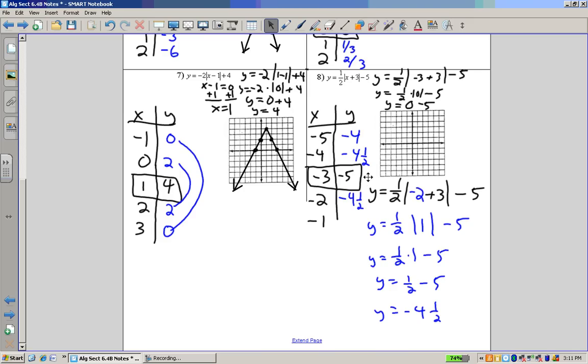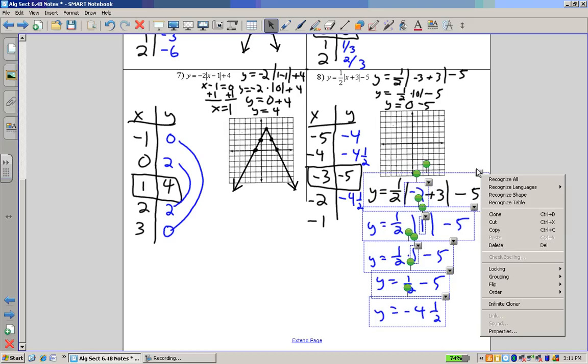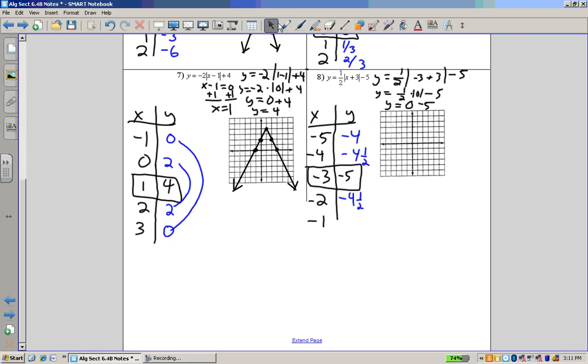So everything's worked out just the way that I had wanted it to. I have the symmetry that I needed. That means that I had done my work correctly and the vertex is correct. So now this must be negative 4.